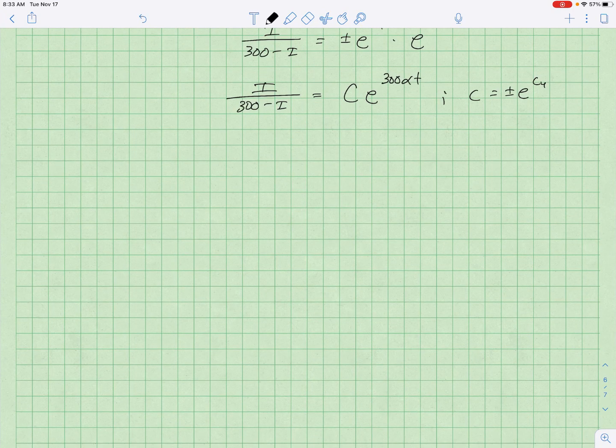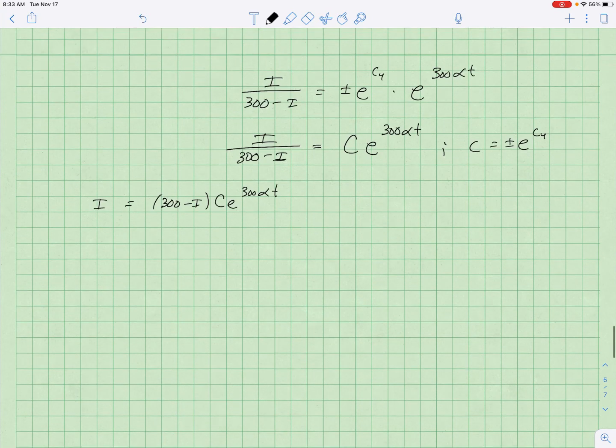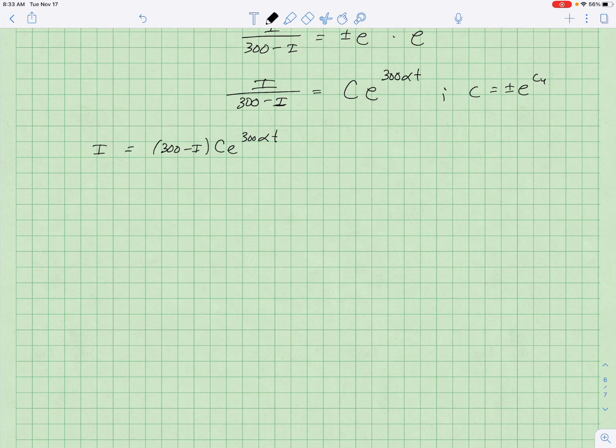Now, if you want at this point, you can start solving for C, and you actually don't need to solve for I to answer this question. So you can. It might make things a little bit easier. Let's do that really quick. I is 300 minus I times C e to the 300 alpha t. And then we have I is equal to 300 C e to the 300 alpha t minus I C e to the 300 alpha t. I forgot my C in there.